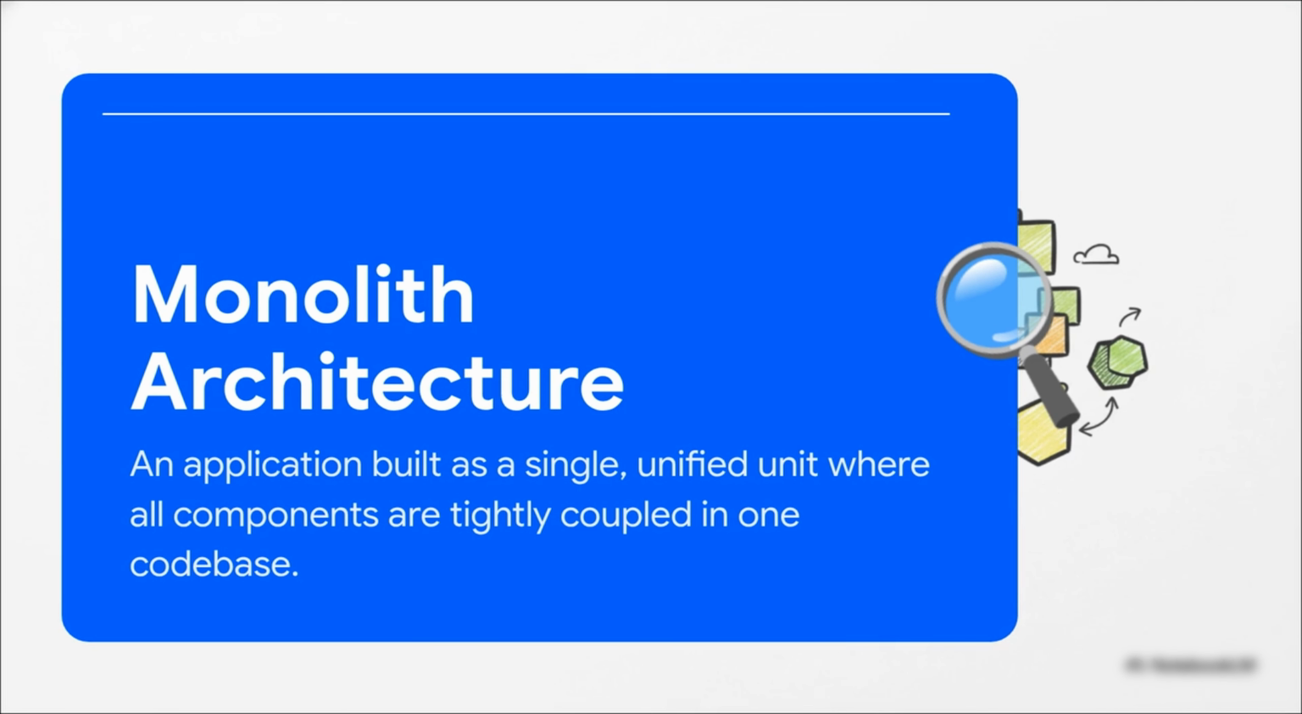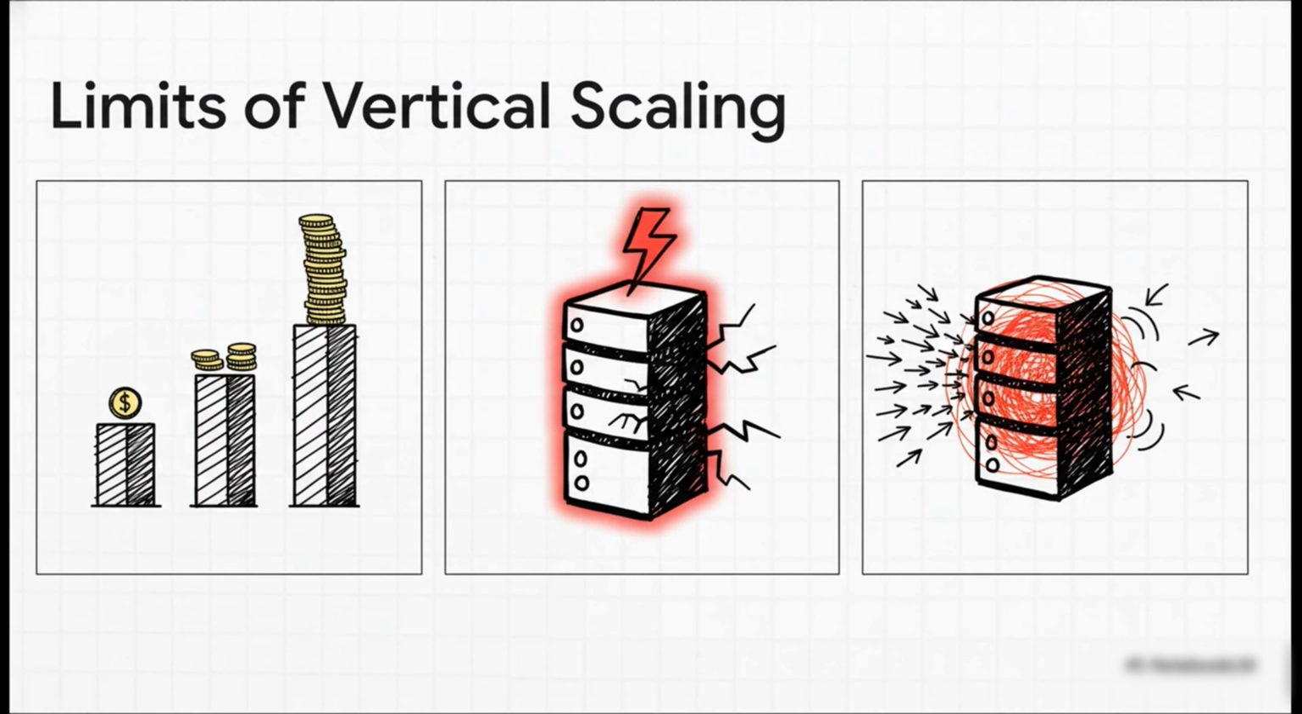Imagine you're building a car, but the engine, the wheels, the steering, the seats, everything is welded together into one giant, inseparable piece. That's a monolith. Everything lives in one place, one huge code base, one single deployment. Super simple and efficient at first, but then you get popular. What happens then?